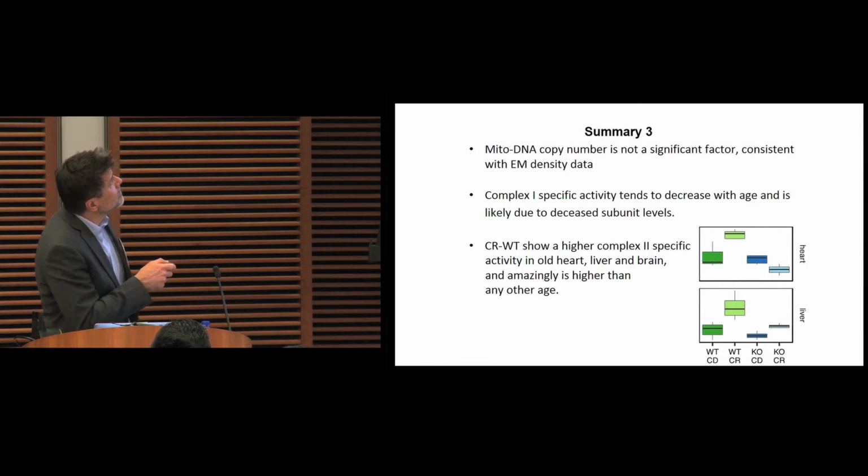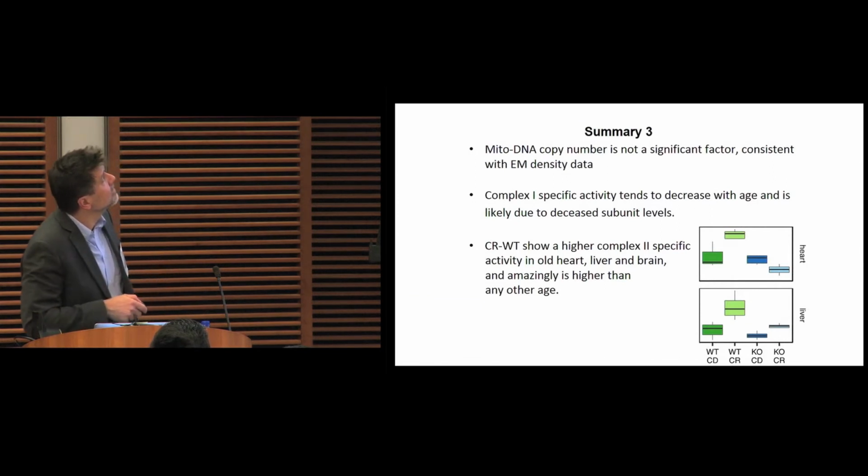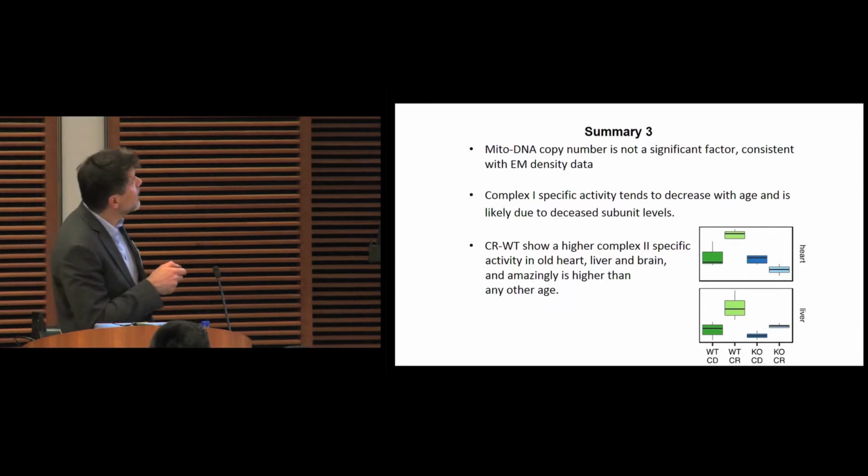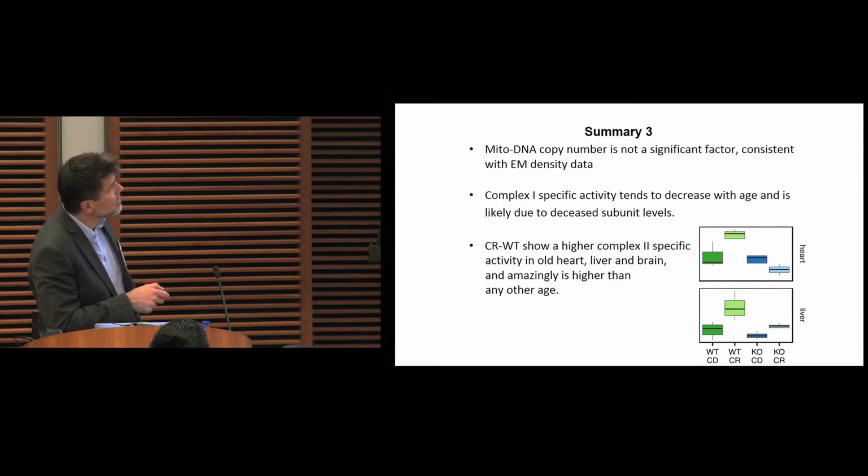So it turns out that mitochondrial DNA copy number is not a significant factor, and that's consistent with the EM electron data density that I didn't show. Complex 1 specific activity tends to decrease with age and is likely due to decreased subunit levels. Okay. But this is quite interesting here. A calorically restricted wild-type mouse shows higher complex 2 specific activity in old heart, liver, and brain than any other age. So you can see here, this is the wild-type CR animal, has really high coupled respiration.